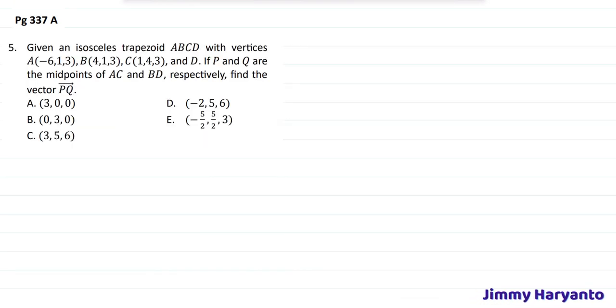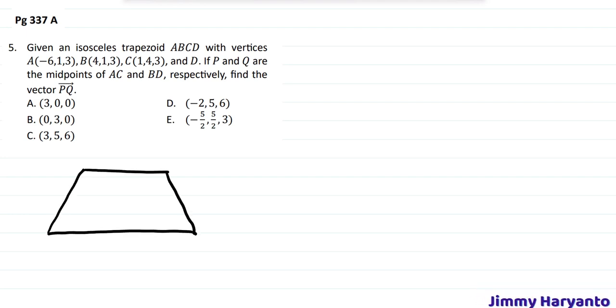Next question, 5. Trapezoid ABCD with the vertices A, B, C. P and Q are the midpoints of AC and BD. Isosceles trapezoid. Okay, so let's draw it a little bit. Like this. This one is A, this one is B, this one is C, this one is D.